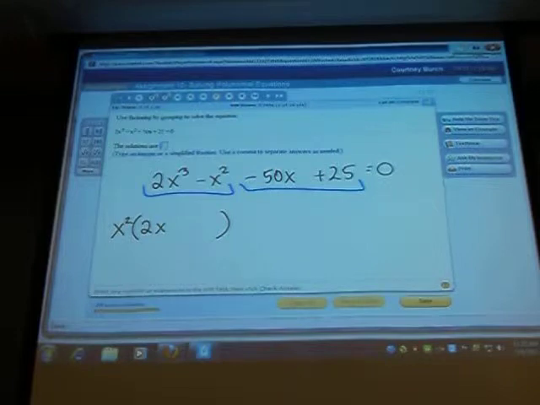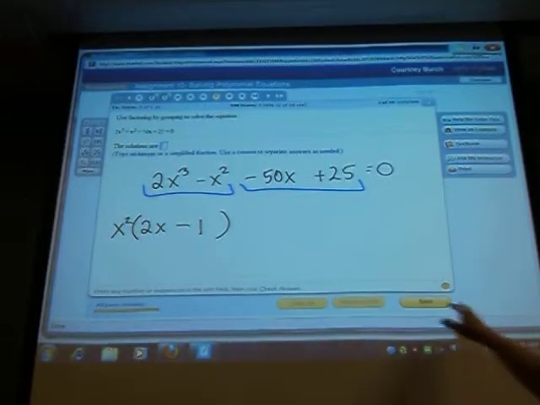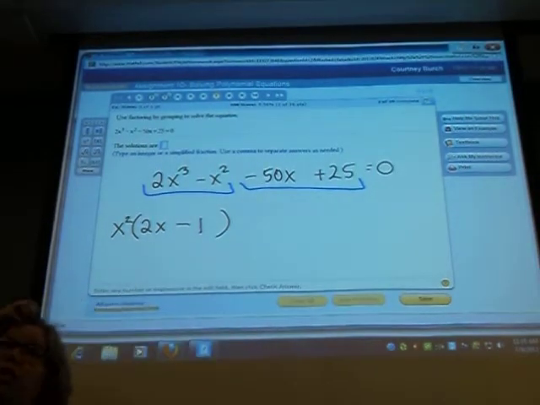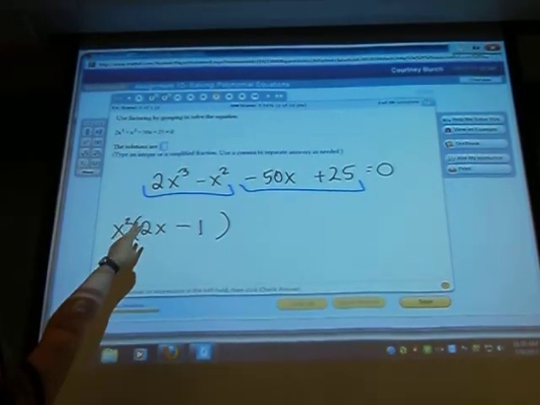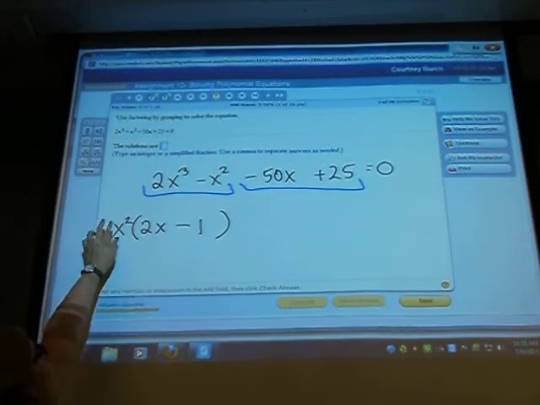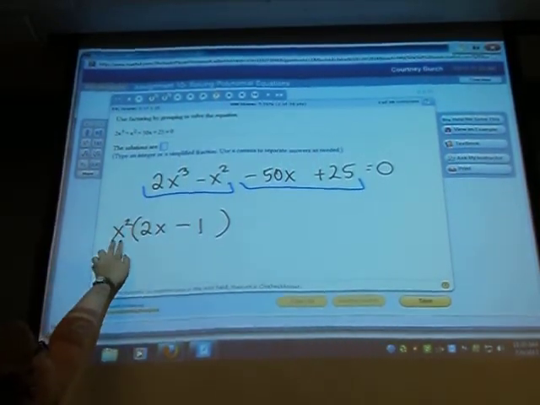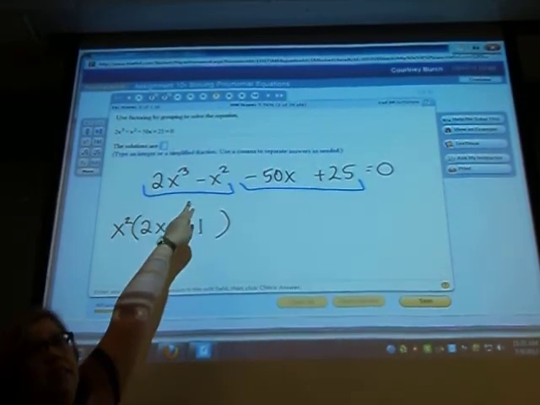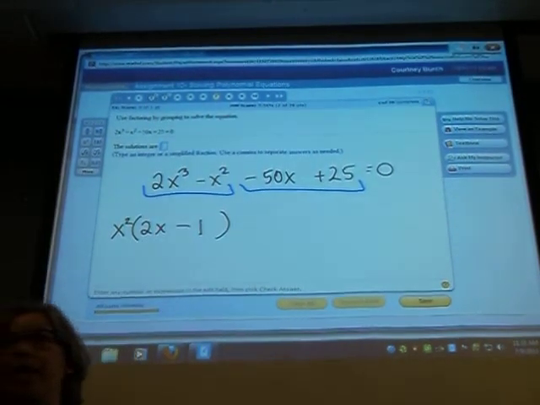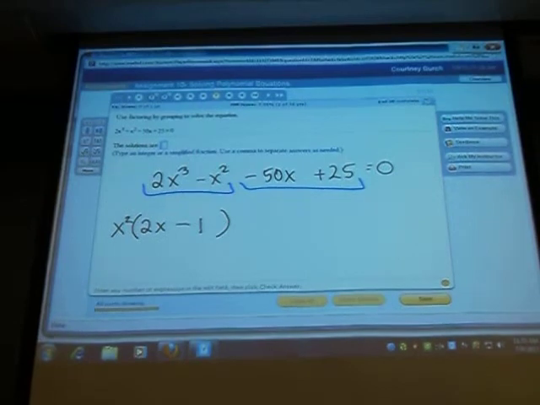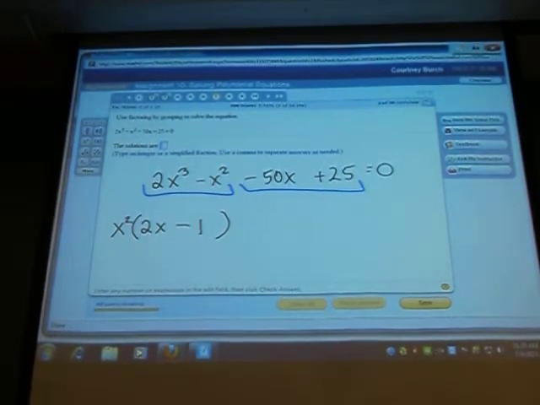X squared divided by x squared is 1, so I have minus 1. Now you have to think about what, if you distributed it back in, would get me back where I started. So x squared times 2x would give me 2x to the third, and x squared times minus 1 would give me minus x squared. So you have to stop and think: if I distributed that back, would it get me back where I started?